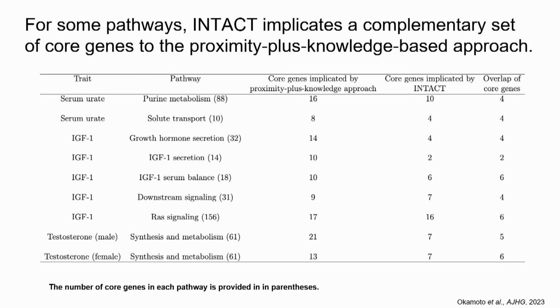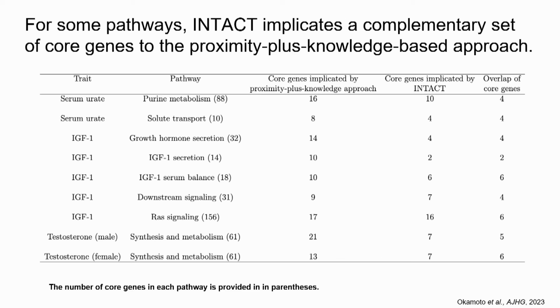So these traits can be further broken down into subpathways, which is in the second column to the left. And each pathway is annotated with a number of core genes, or genes that we just know are relevant to these complex traits from our prior biological knowledge. That's annotated to the right of the pathway name. And then the middle column is going to be the number of core genes that we have implicated based on the proximity plus knowledge approach.